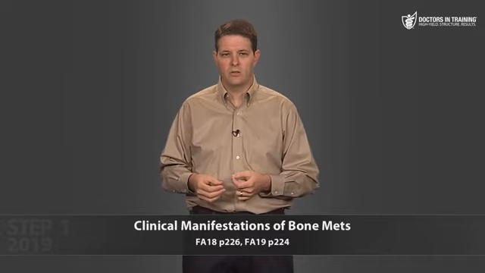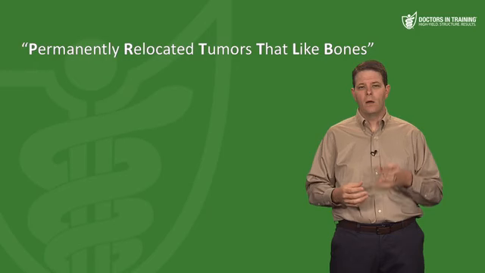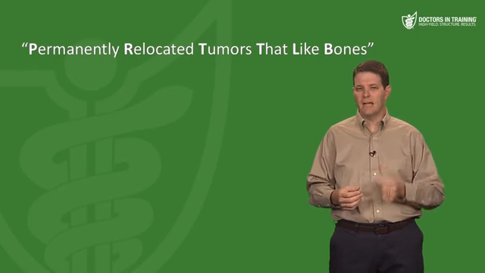Primary bone tumors are relatively uncommon. The majority of tumors you find in the bone are metastatic tumors. They started somewhere else and then they metastasized to the bone. So what kinds of mets are we talking about? Well, students sent us a good mnemonic for these: Permanently relocated tumors that like bones.